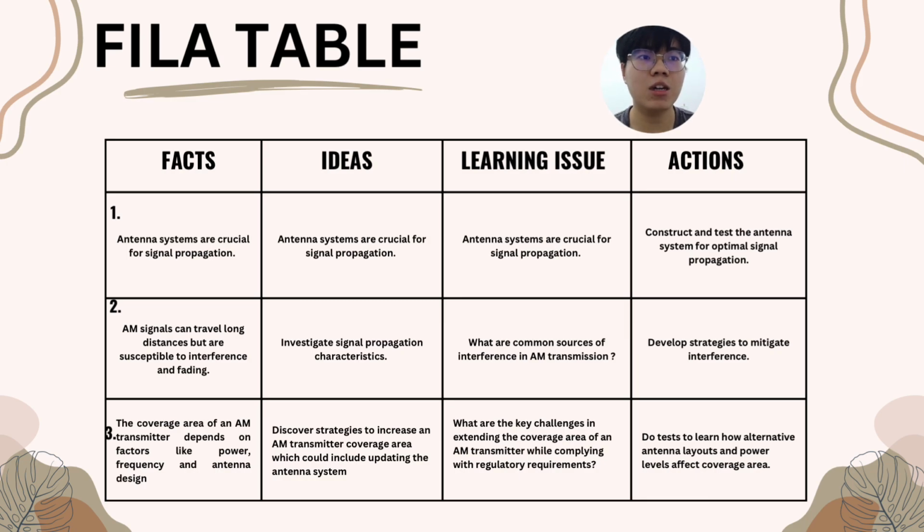So the third fact is the coverage area of the AM transmitter depends on factors like power, frequency, and antenna design. So we need to discover a strategy to increase the AM transmitter coverage area, which could include upgrading the antenna system. The learning issue is what are the key challenges in extending the coverage area of an AM transmitter while complying with regulatory requirements. So the action needed is we need to do tests to learn how alternative antenna layouts and power levels affect the coverage area.